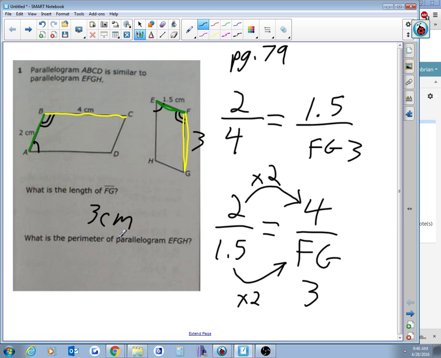What is the perimeter of parallelogram EFGH? Well, opposite sides are congruent for parallelograms, so we're looking for EFGH. So if this is 1.5 right here, this side over here will also be 1.5. If this is 3 right here, this side over here will also be 3. So the perimeter would be 1.5 plus 1.5 plus 3 plus 3, or 3 plus 6, which would be 9 centimeters. The perimeter is all the way around.